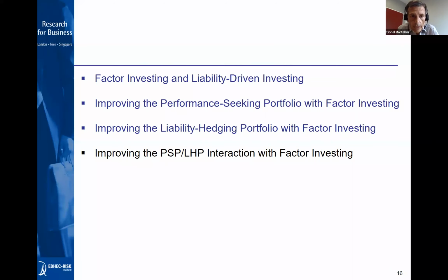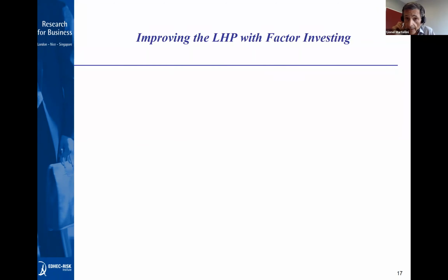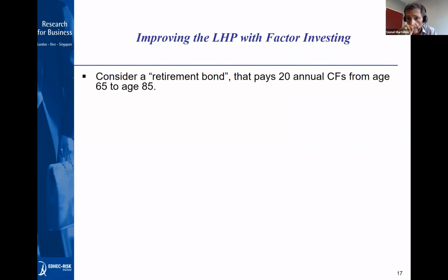So I think it's a good time for me now to move on to the next step. Factor investing seems to be pretty useful when it comes to building the performance-seeking portfolio, efficiently harvesting risk premia and diversifying away whatever was not rewarded. Fine. Now, what happens when it comes to the liability hedging portfolio? Is factor investing of any use in that context? The answer is yes. You can improve the design or the construction of your liability hedging portfolio with factor investing. Let me explain that.